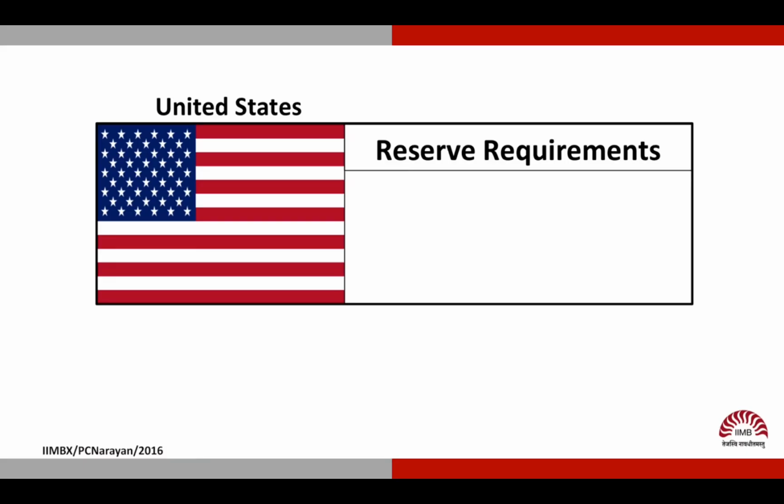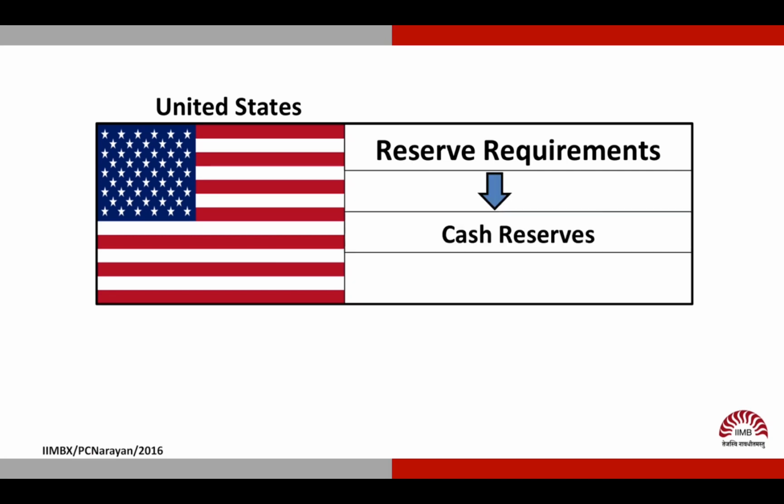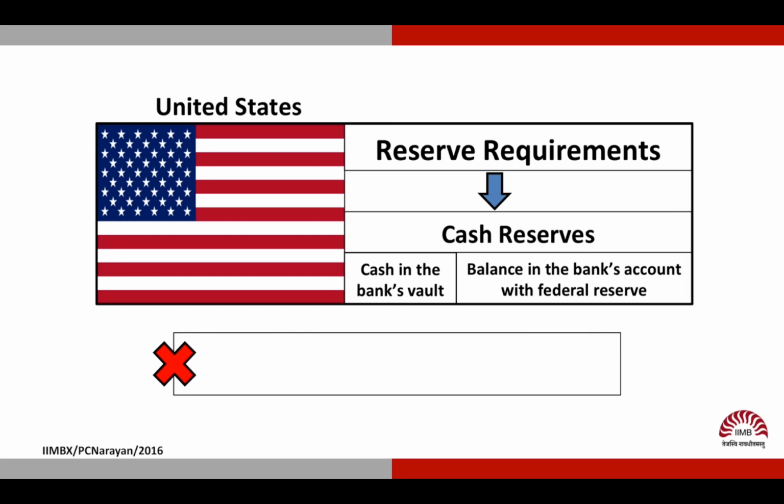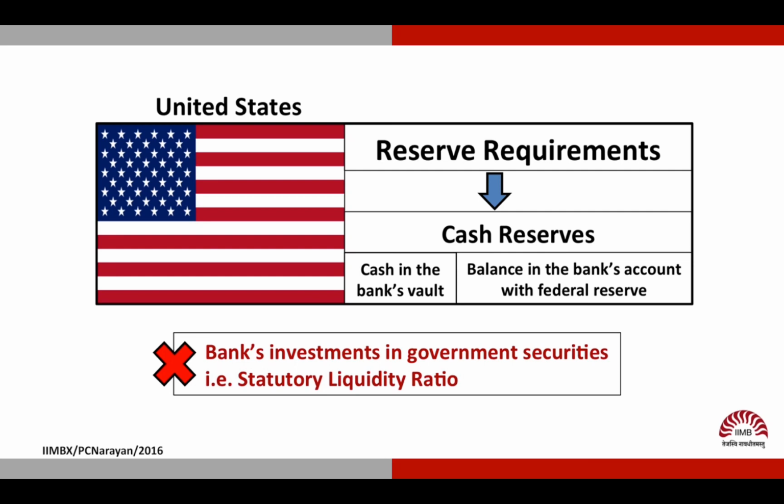In this session, we will look at how banks in the United States compute and maintain cash reserves. The reserve requirements to be maintained by banks as mandated by the regulator in the United States will comprise cash reserves, that is, cash held in the bank vault as well as balances in the bank's account with the Federal Reserve. It does not include the bank's investments in government securities, that is, the equivalent of statutory liquidity that we saw in the case of India in the previous session.